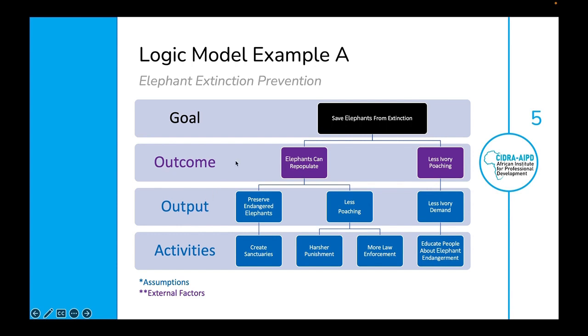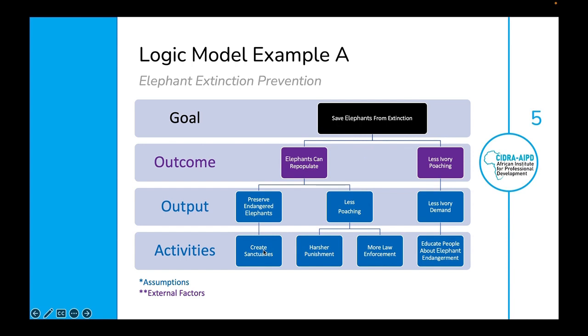Some of these activities to achieve this goal of saving elephants from extinction include creating sanctuaries for elephants to preserve their population, harsher punishment for poachers, more law enforcement to deter poachers, and then educating people about elephant endangerment. These really go down different branches. Think of this as a decision tree. Essentially, if you are helping animals repopulate or you want to decrease ivory poaching, these are two paths that you can go to take that. Both of these paths help to achieve this organizational goal.